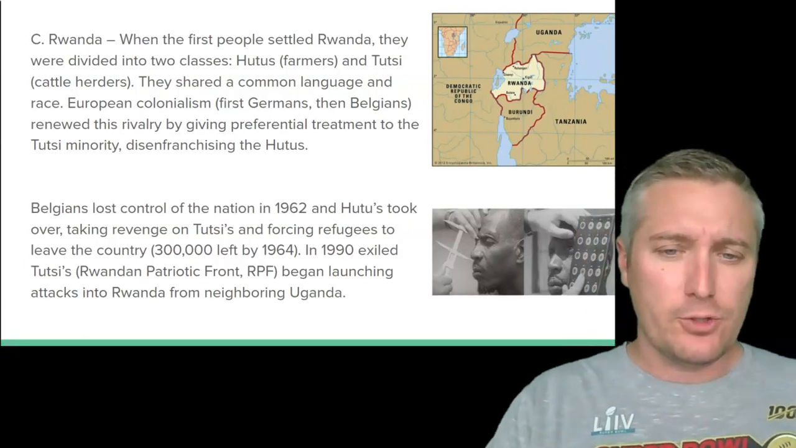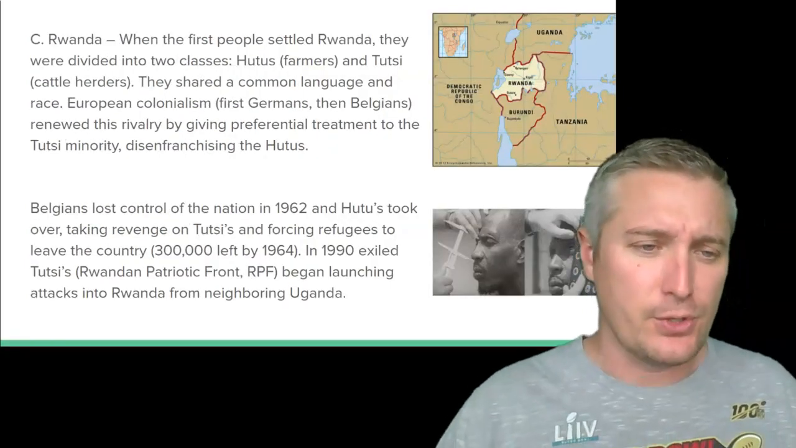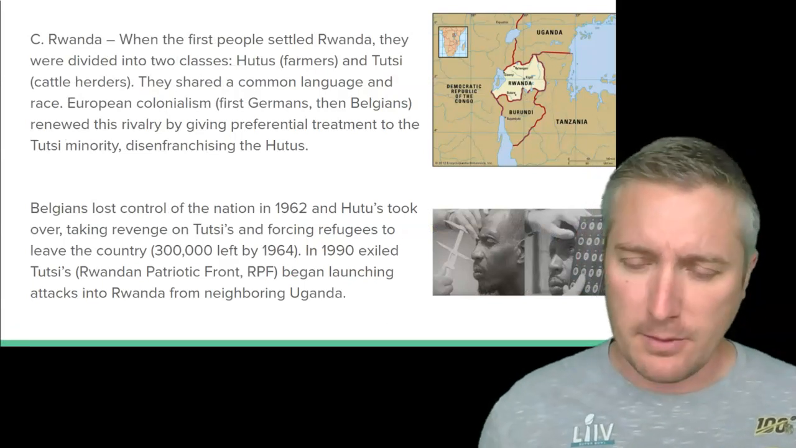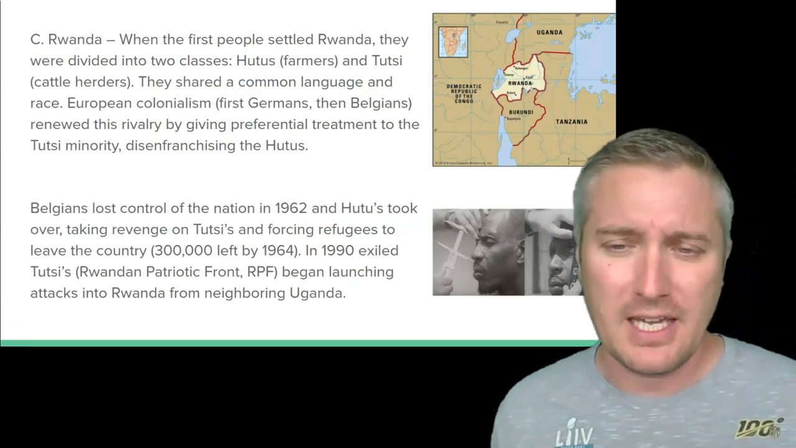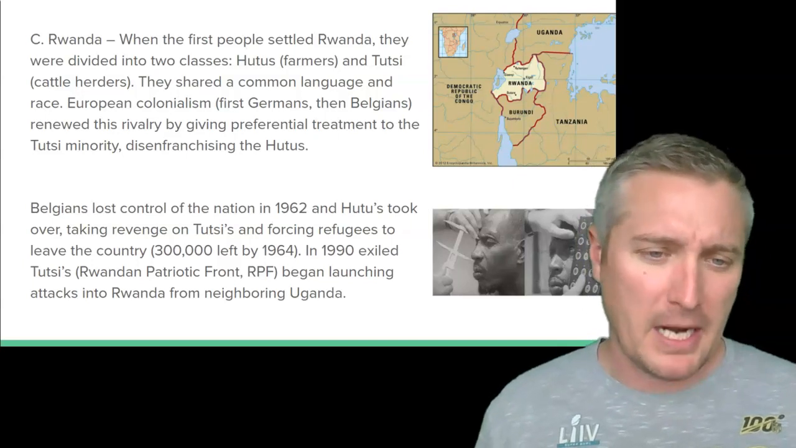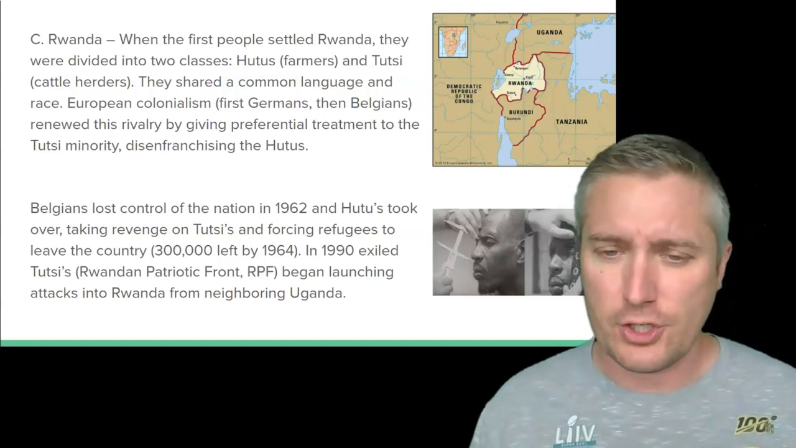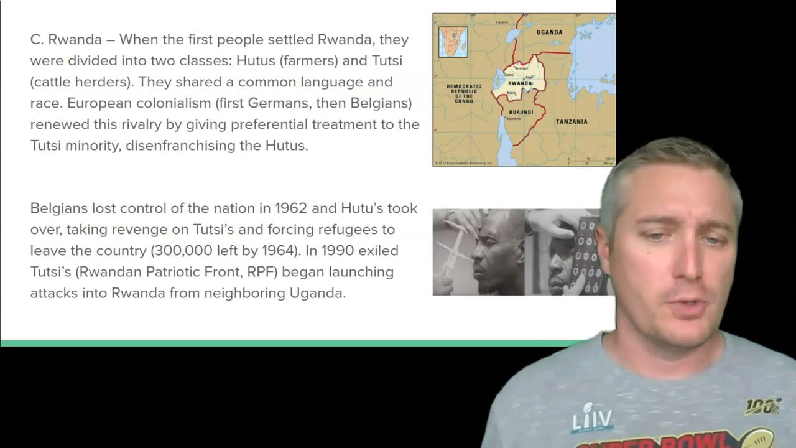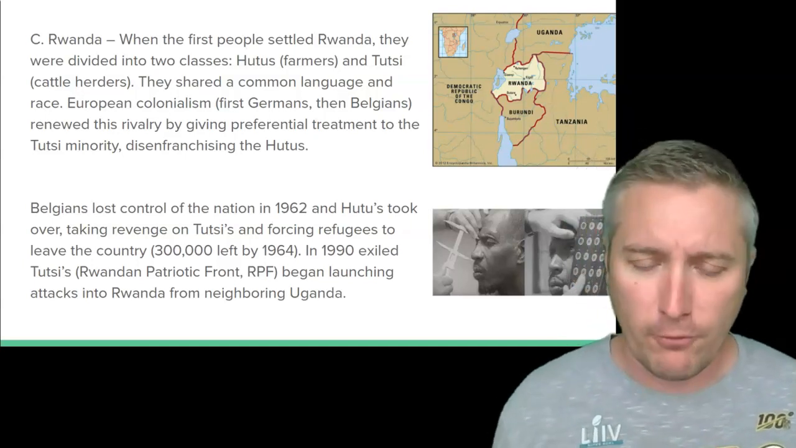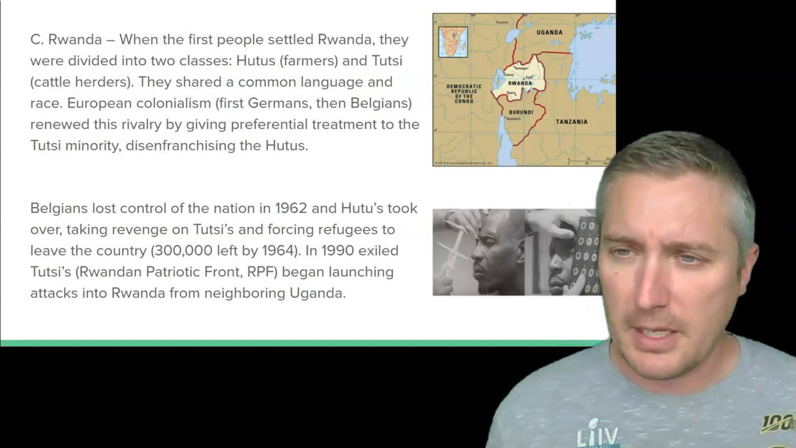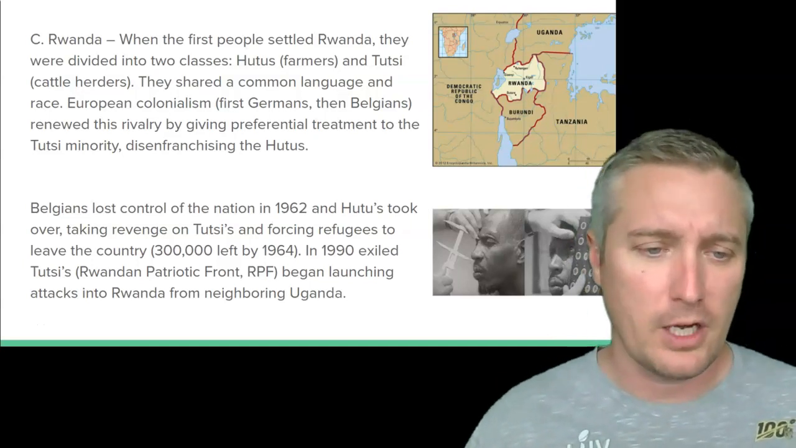Now, once the Belgians would leave in 1962, the Hutus, who had the majority of the people there, but had been kept in a kind of a minor role, they were never given government positions or put in any position of power. The Hutus basically took over in 1962, and they forced all the Tutsis to leave. About 300,000 people left this small country.